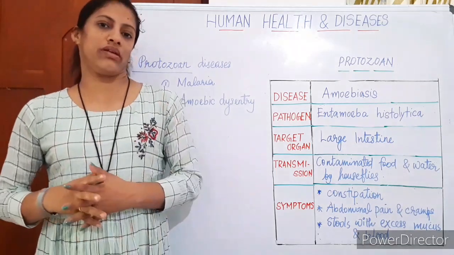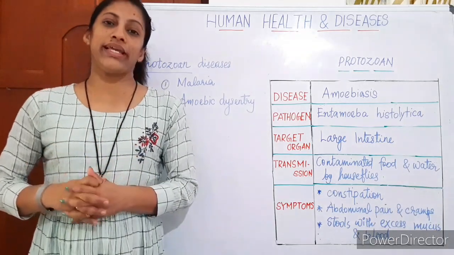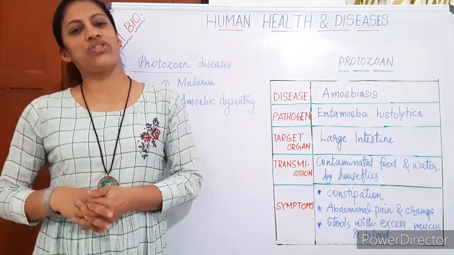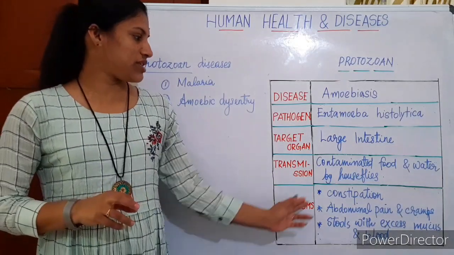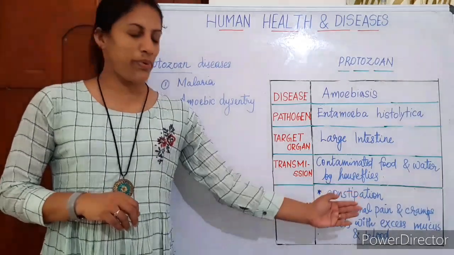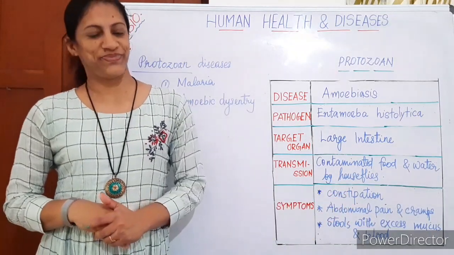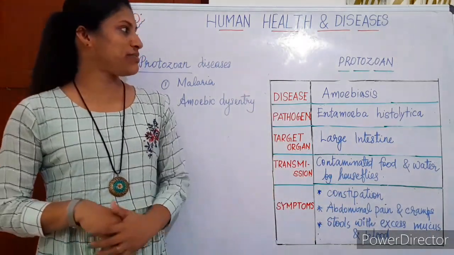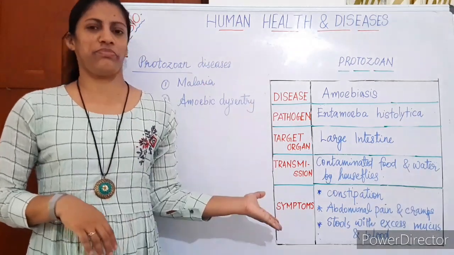The frequent loose motion leads to dehydration, and the patient will feel lethargy, loss of energy and other discomforts. So the symptoms of the disease: constipation, abdominal pain and cramps, stools with excess mucus and blood. These are the major symptoms of amoebiasis. Should I repeat it? It's very simple.